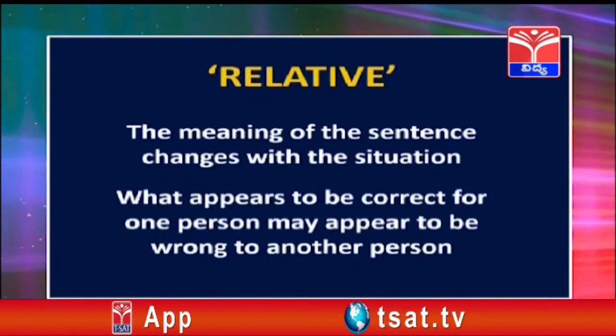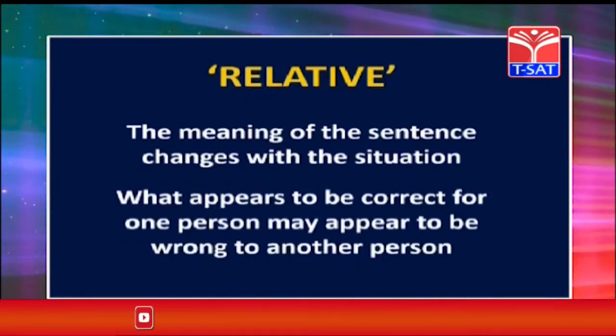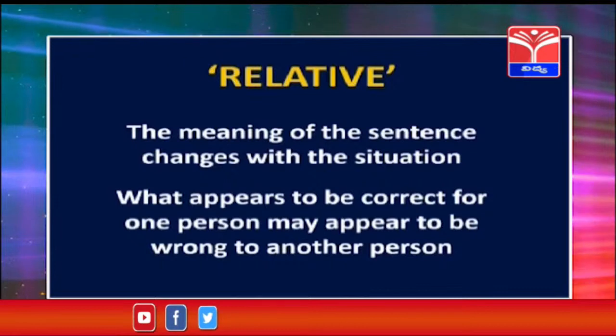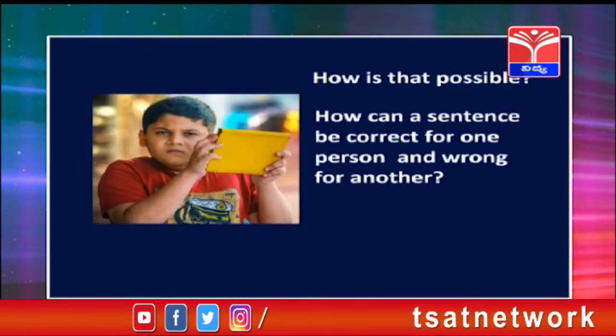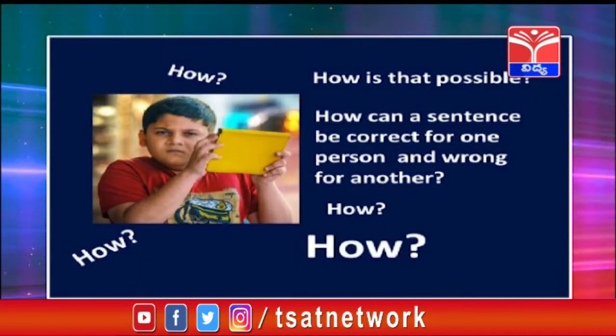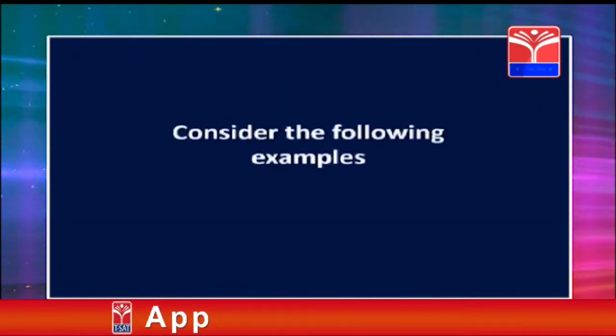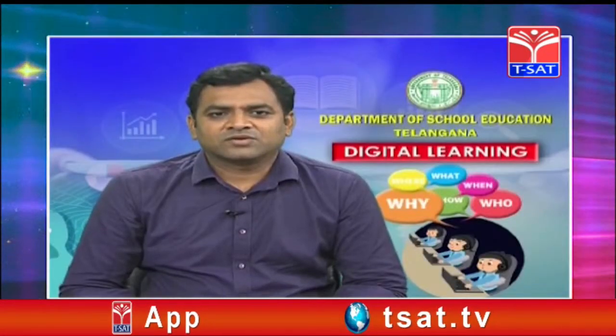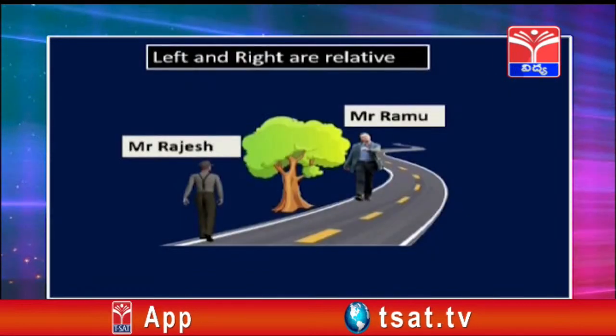What appears to be correct for one person may appear to be wrong to another person. Now you may ask, how can a sentence be correct for one person and wrong for another? How is this possible? Consider the following examples. Now left and right are relative.